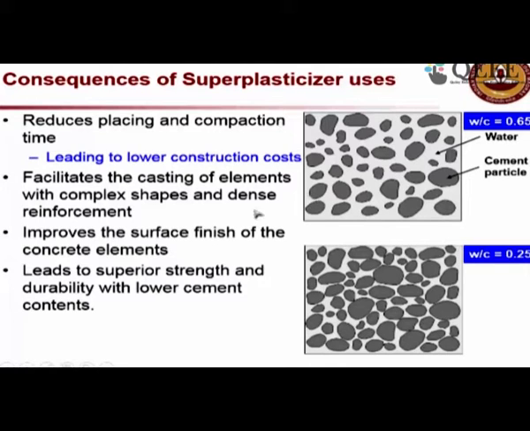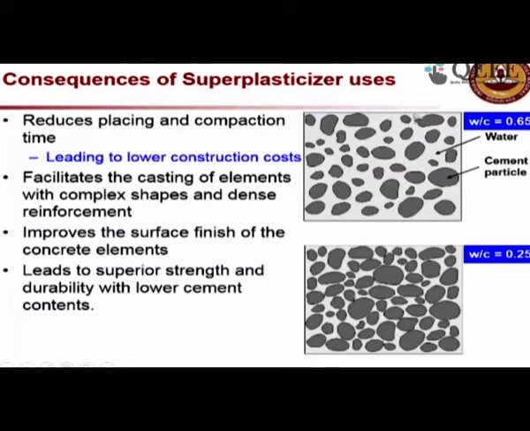Let me explain this once more. As you see in these two pictures, on the top picture, you can see the water cement ratio is 0.65, which means you have a lot of water. This light gray region here is water, and you have less cement. So, the water cement ratio here is higher as compared to the water cement ratio in the lower picture, which is only 0.25 or something, just to give you a sense of what we are talking about.